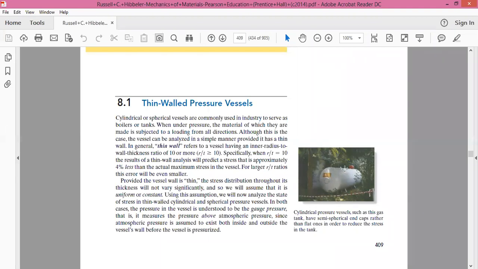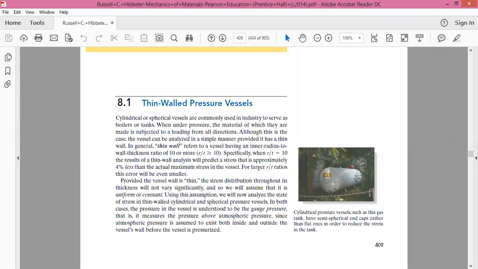As far as these vessels are concerned, they are called pressure vessels. The smallest pressure vessel you must have seen is in a mechanic shop, where you often see the compressor. The compressor is simply a pressure vessel in itself. So before we understand the concept of combined loading, it's very important to understand what we mean by thin-walled pressure vessels. We have two types of pressure vessels.